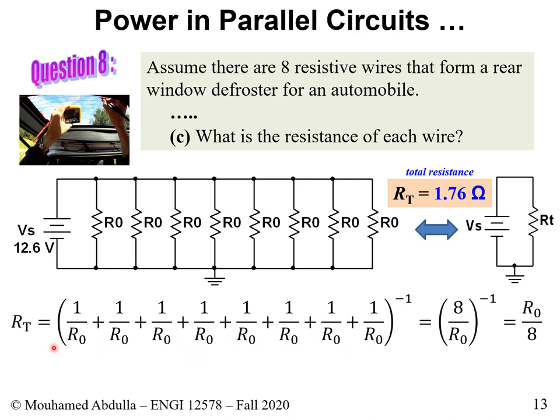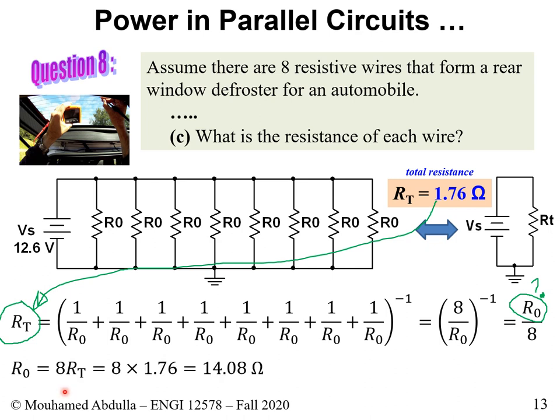We notice that we could, in fact, simplify this. They have a similar denominator, so we could add the numerators. So we'll have 8 over R0 to the power of minus 1. So we have to flip. And the total resistance will equal the individual resistance divided by 8. Or in other words, we could find the individual resistance. We know this one here, we just found it. It's 1.76, right? But we don't know what the individual resistance is. We just determined it by this equation here. So we could simply solve for R naught.